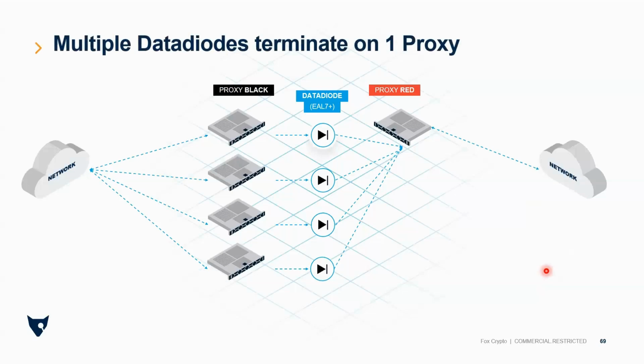Then I'm almost there. A few miscellaneous cases. It is possible to have multiple proxies with multiple DataDiodes all terminating on one. So let's say I have security domains 1, 2, 3, 4, and they're low. And here is the high security. They can all send the information across the DataDiodes and terminate on one. That saves you 3 proxies.